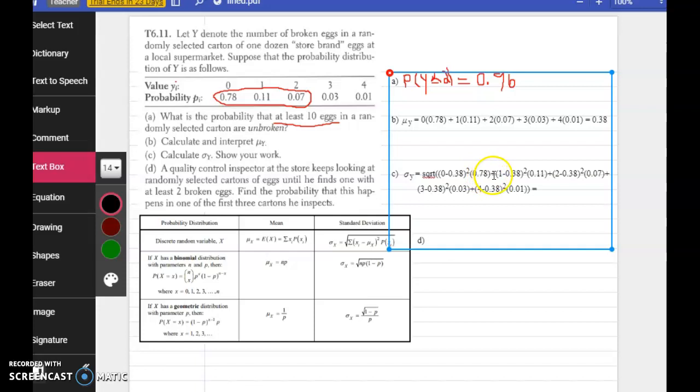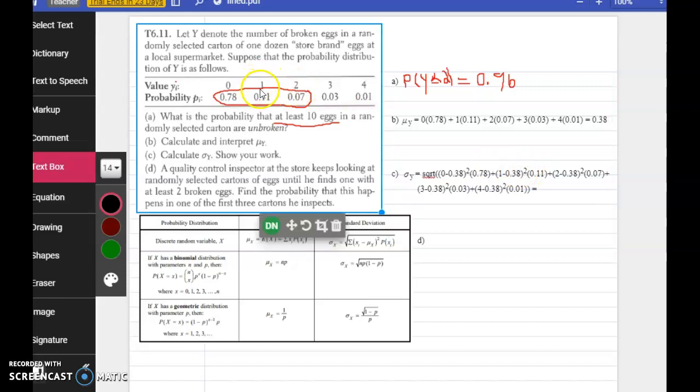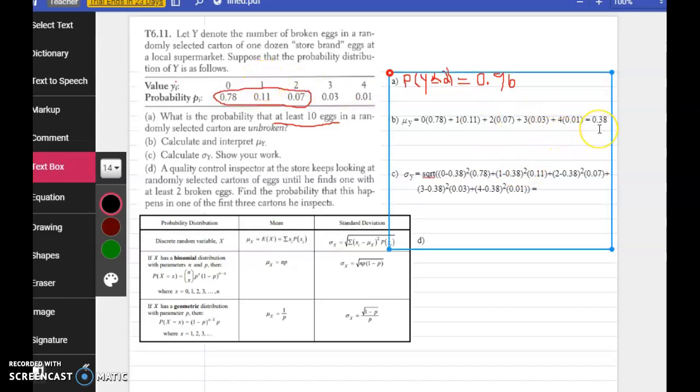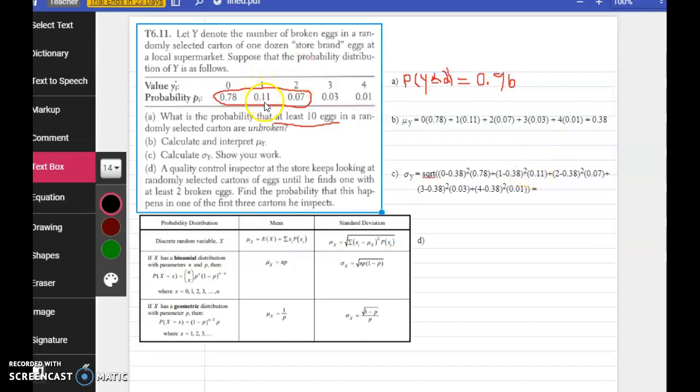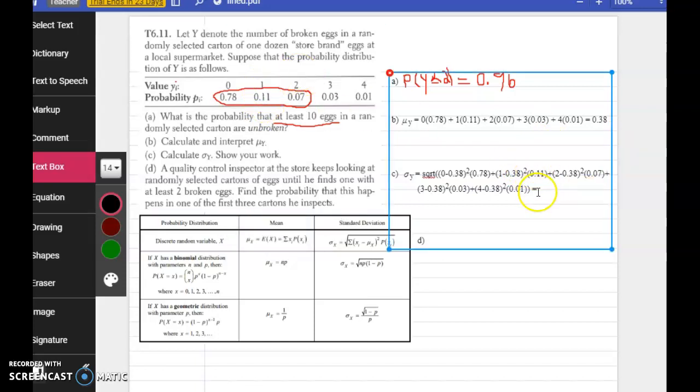I'm just going to go through a couple of these. The next one, so sum, I add (1 - 0.38)². So 1's the next y value minus the mean we calculated. Square it and then multiply it by the probability that goes along with it. So that's 0.11. And so on.